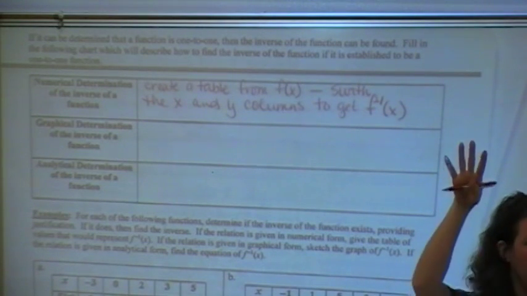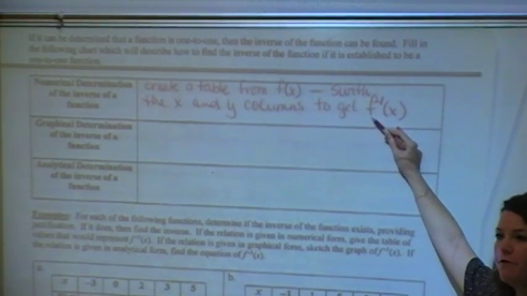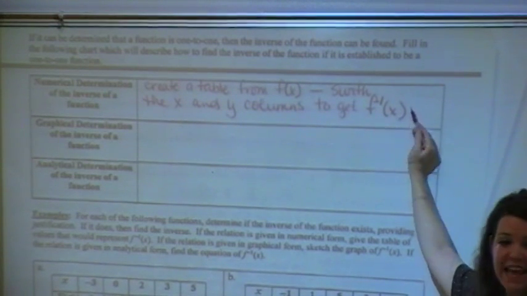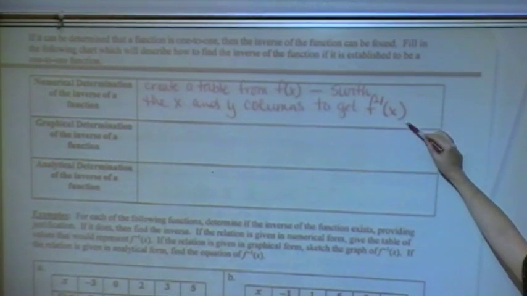Already know how to do all this. To get a numerical determination, you're going to create a table for f of x, or they may have given you the table for f of x, and then you just switch x and y, that's all you got to do, and then you'll have f to the negative 1, or the inverse of f of x. That's what this notation means, and the inverse is a function because it's function notation.